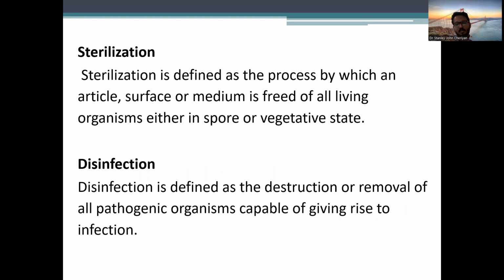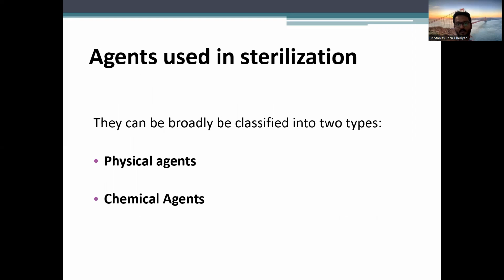So, what is sterilization? Sterilization is defined as the process by which an article, surface or medium is freed of all living organisms, either in spore or vegetative state. Disinfection is defined as the destruction or removal of all pathogenic organisms that are capable of giving rise to infection. Agents used in sterilization include physical and chemical agents.